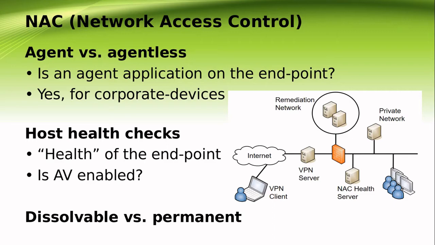Remember this? Network access control includes methods to inspect clients for health, such as having up-to-date antivirus software. NAC can restrict access of unhealthy clients to a remediation network. You can use NAC for VPN clients and for internal clients. Permanent agents are installed on the client. Dissolvable agents, sometimes called agentless, are not installed on the client and are often used to inspect employee-owned mobile devices.